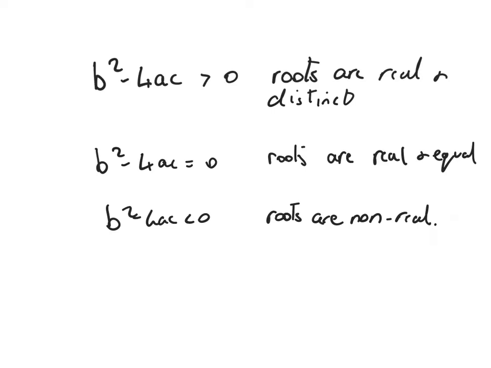When the discriminant is greater than 0 and the roots are real and distinct, that'll look like that. So there's two distinct roots, so it might look like an inverted parabola, but it's still two distinct roots. Real and equal, that's one solution. And no roots are when there is no contact at all with the x-axis.